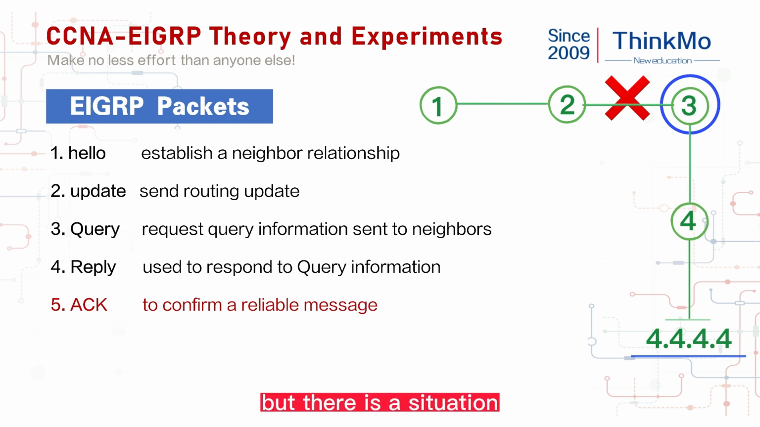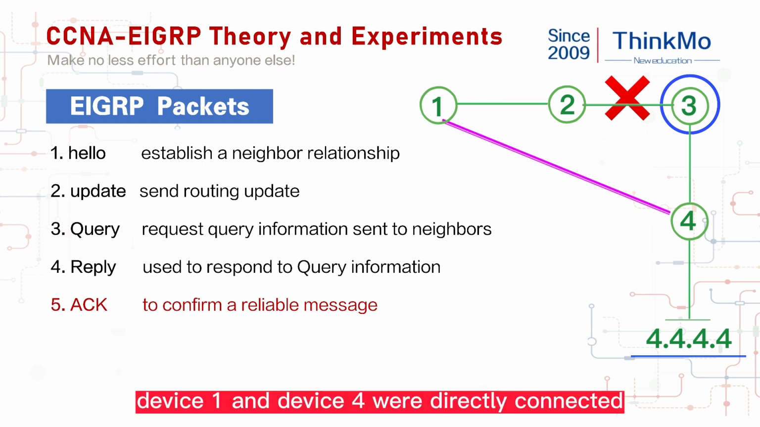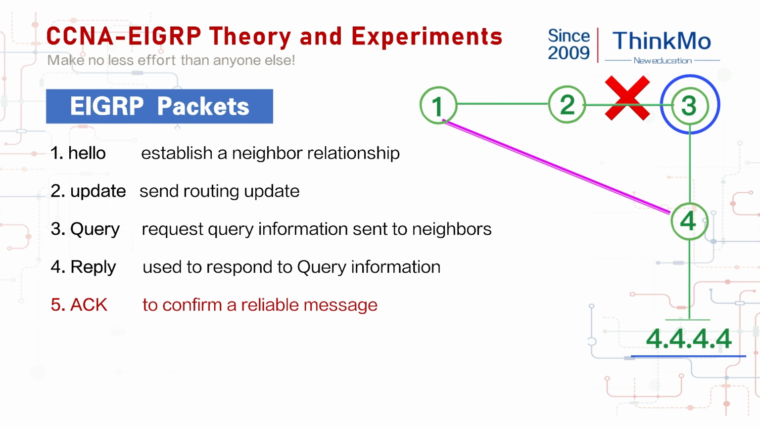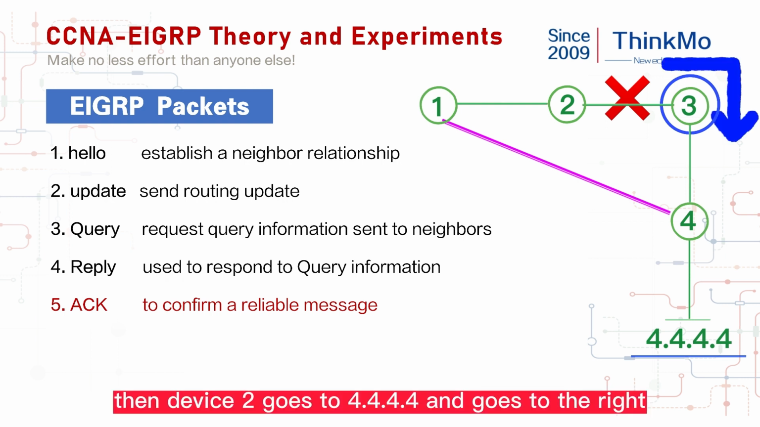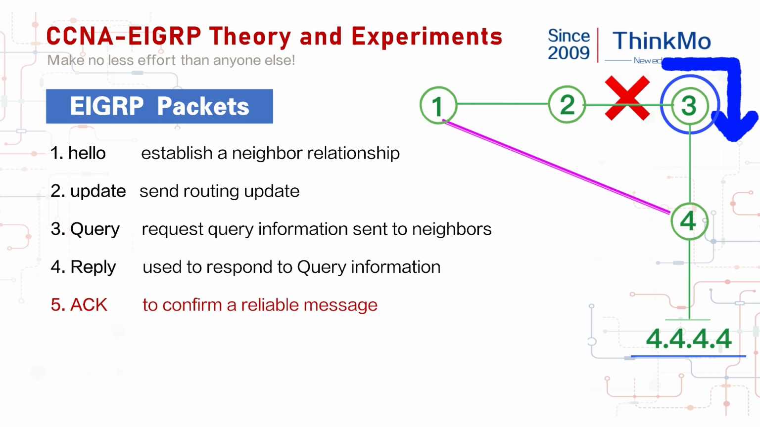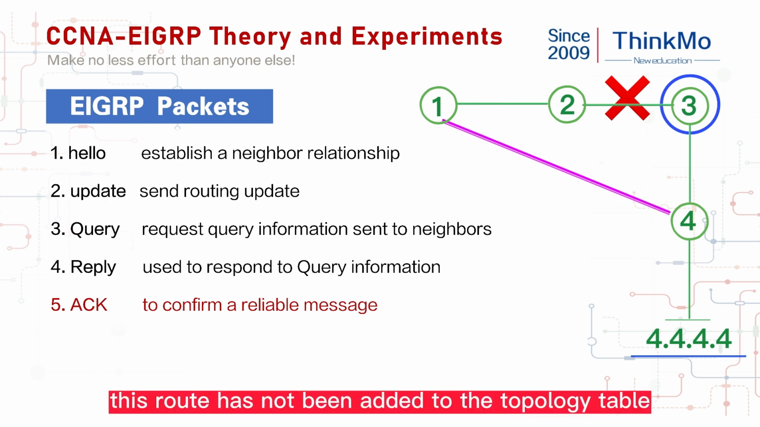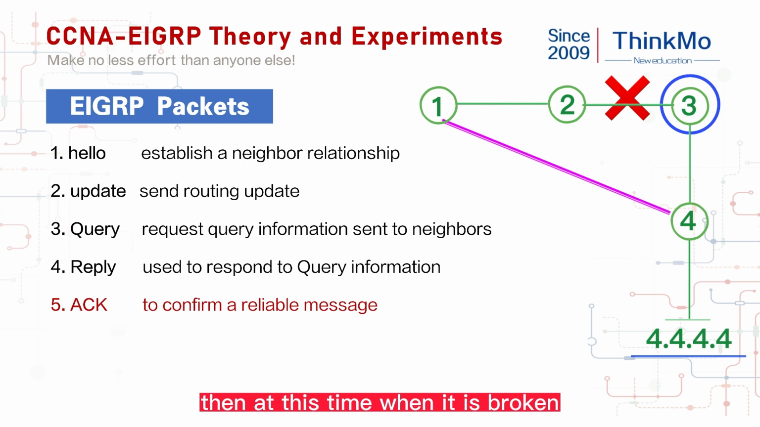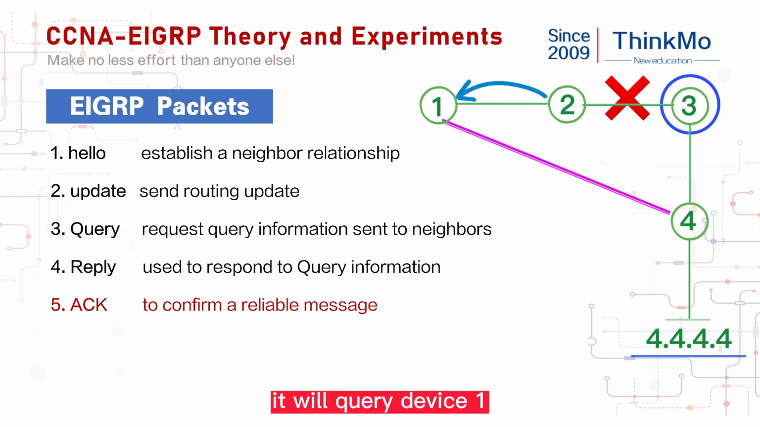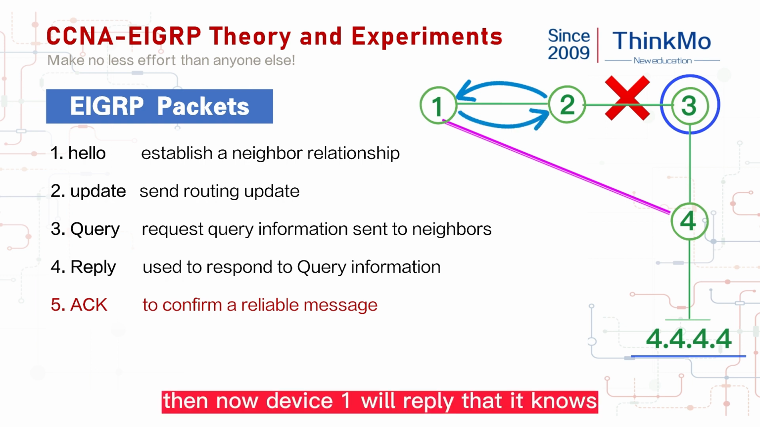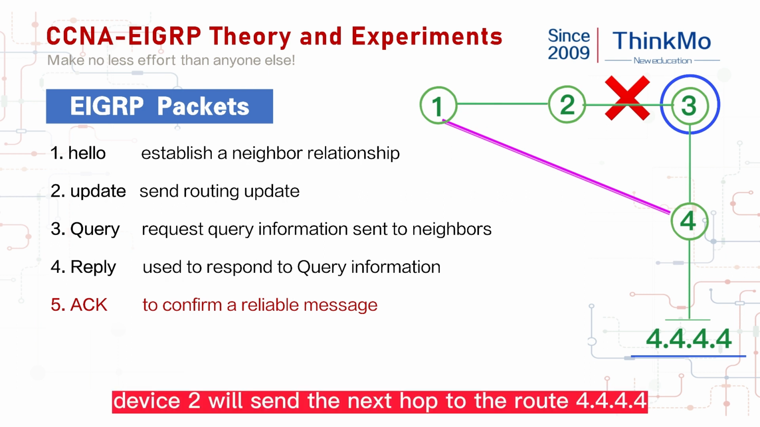But there is a situation. For example, originally, device 1 and device 4 were directly connected. Then device 2 goes to 4.4.4.4 and goes to the right. This is its optimal path. And possibly for some reason, this route has not been added to the topology table. Then at this time when it is broken, it will query device 1: is there a route to 4.4.4.4? Then now device 1 will reply that it knows. Device 2 will send the next hop to the route 4.